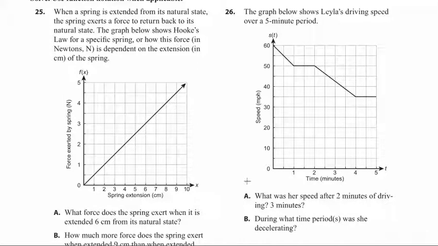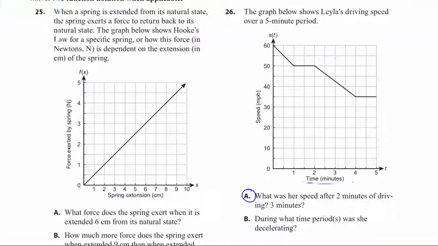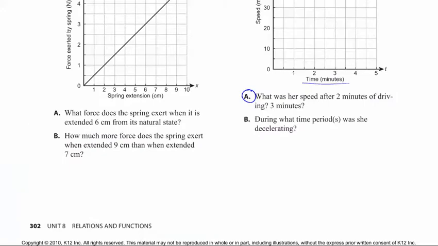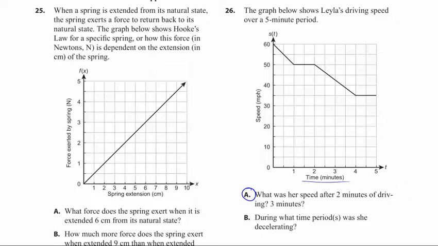Let's start with part A. What was her speed after 2 minutes of driving? How can we find it? Well, we have a graph, right? And in this graph, the x-axis represents the time in minutes, right? The y-axis represents the speed in miles per hour. Okay?